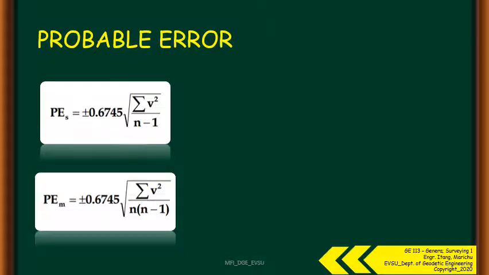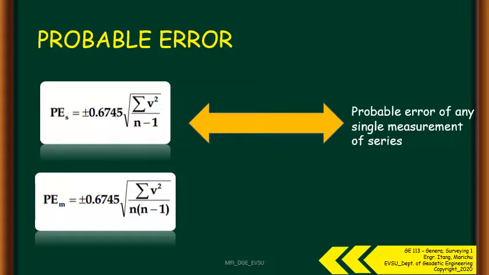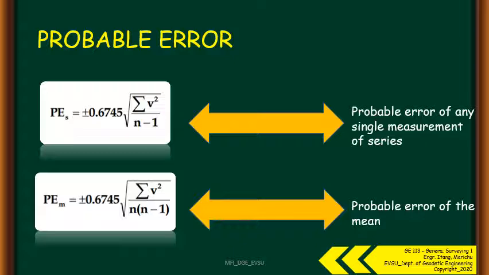So we have the formula in computing the probable error. We have two formulas. Here, the probable error of any single measurement of a series. So this is plus minus 0.6745 times the square root of the summation of your residual squared over n minus 1, where your v is the residual, your n is the number of observations. Another is the probable error of the mean. So it's just the same. You just multiply n times n minus 1 on the denominator under the square root. Okay, let's use this formula.